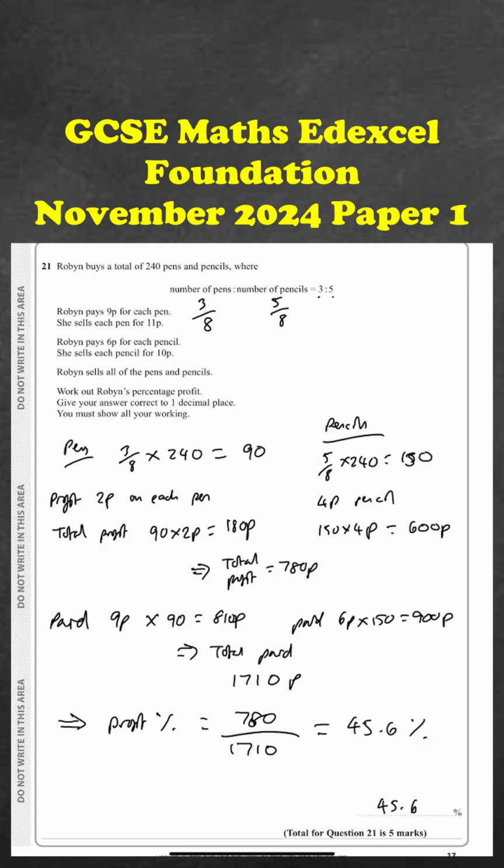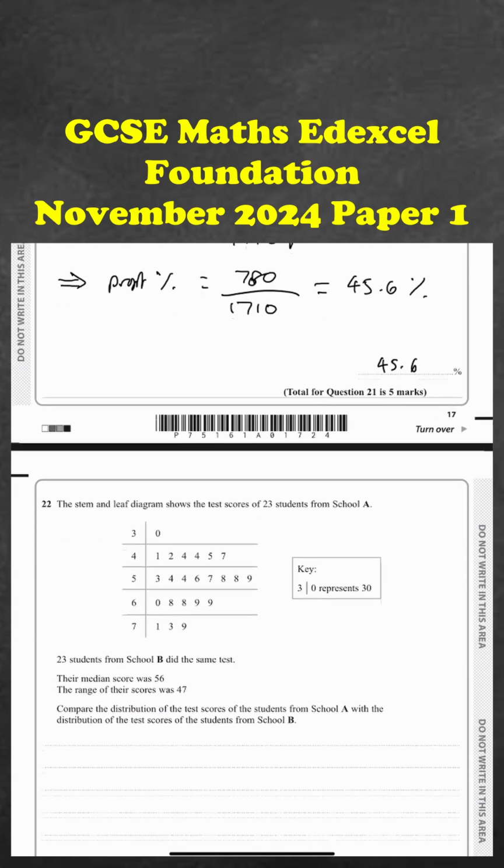So doing a complicated calculation like that, and then you give it to 2 decimal places or something, it's horrible. So that's the answer there.